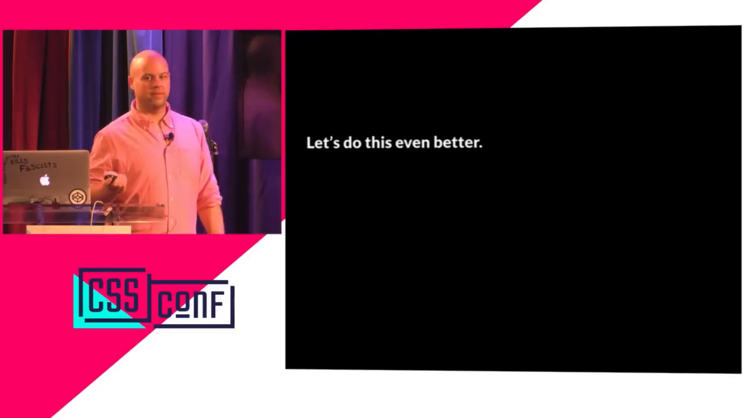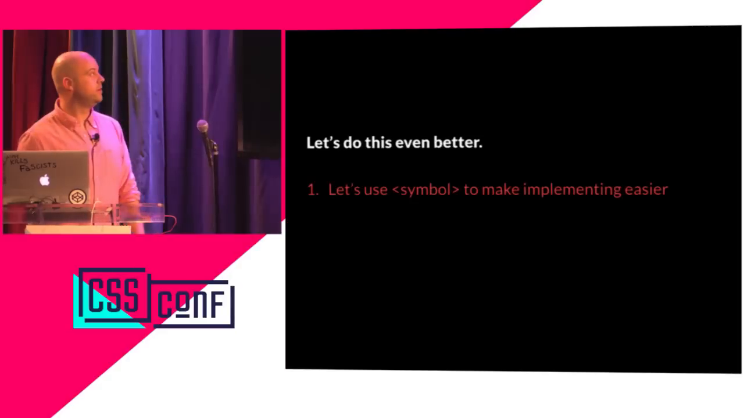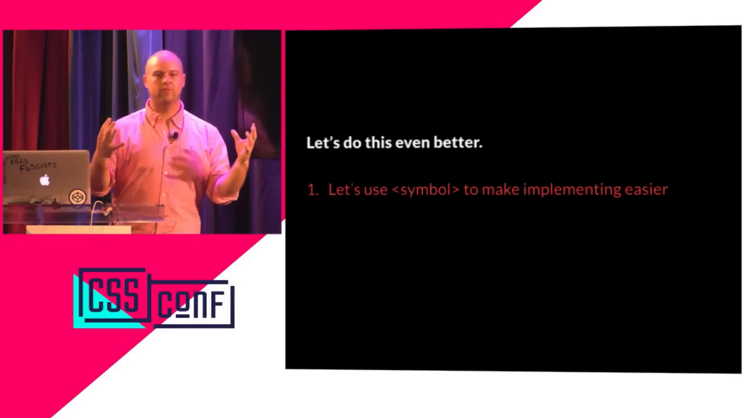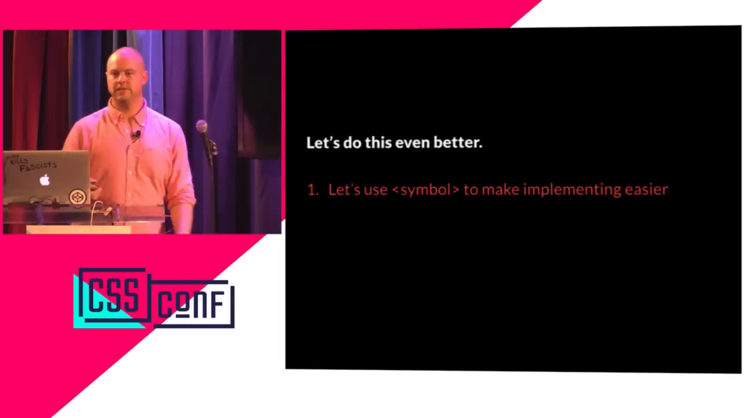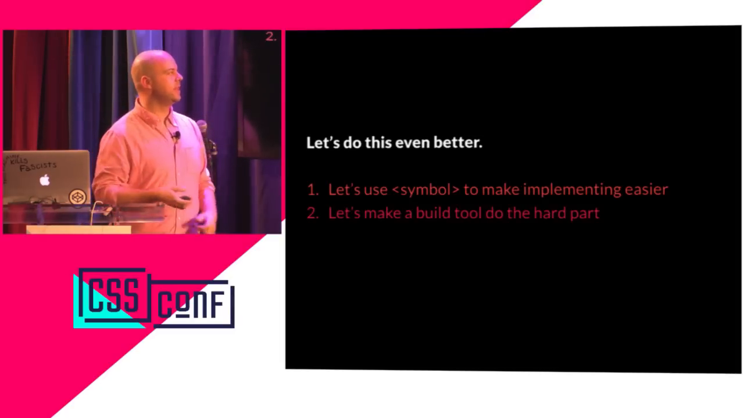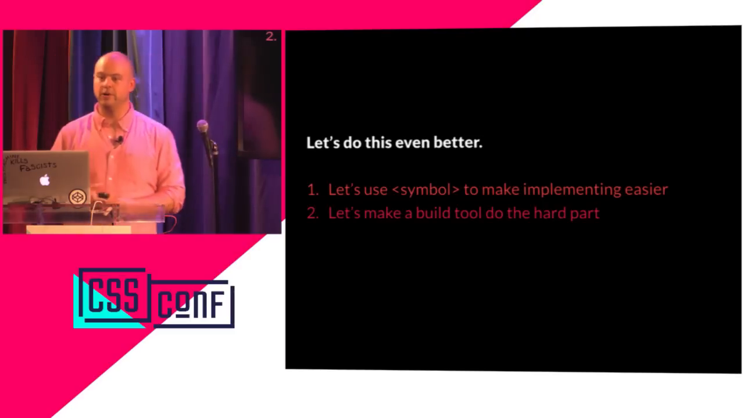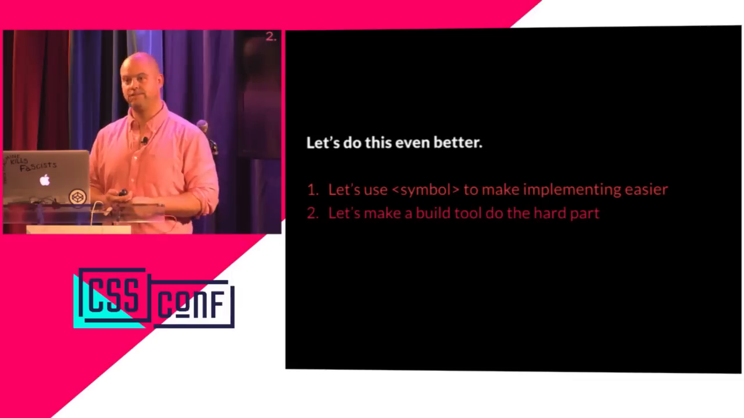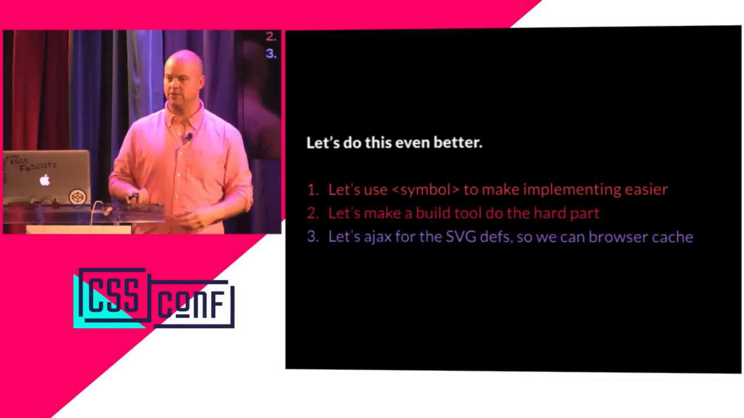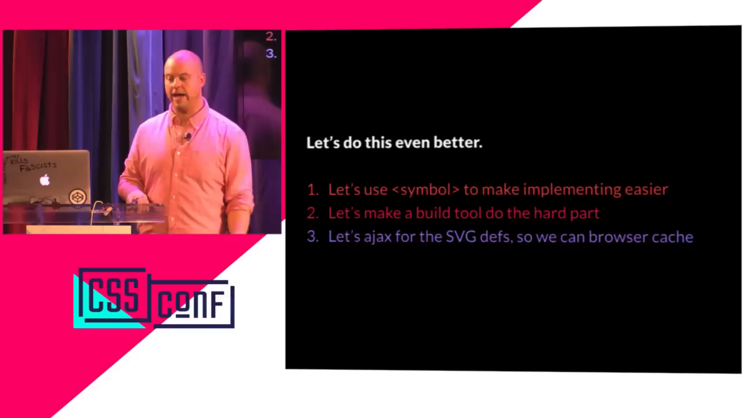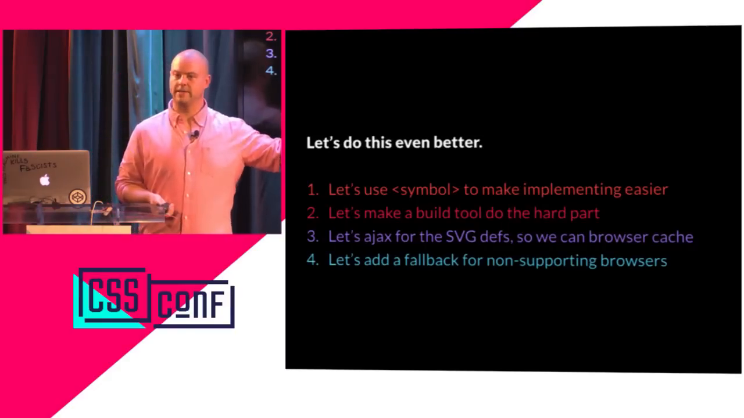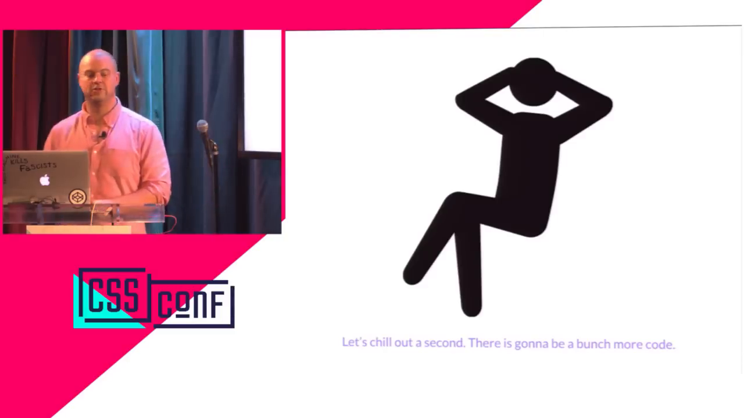But let's level up this a little bit. Let's make it a little better. If we can, we're going to do some things to it. We're going to use the symbol element instead of G. Symbol is perfect for it. That's the whole purpose it exists in SVG, to have a thing that you can reference and use later. We're going to use a build tool, make our computer do some work for us, because that's what they're for. And we're going to Ajax for that file, which we'll get to in a second. That's efficient because we can then cache it instead of dropping it in the document. And then we're going to deal with all the fallback stuff. So this is going to be the final little journey we go on.